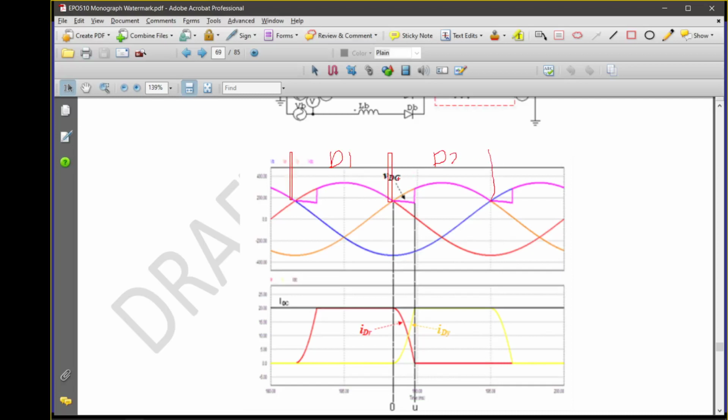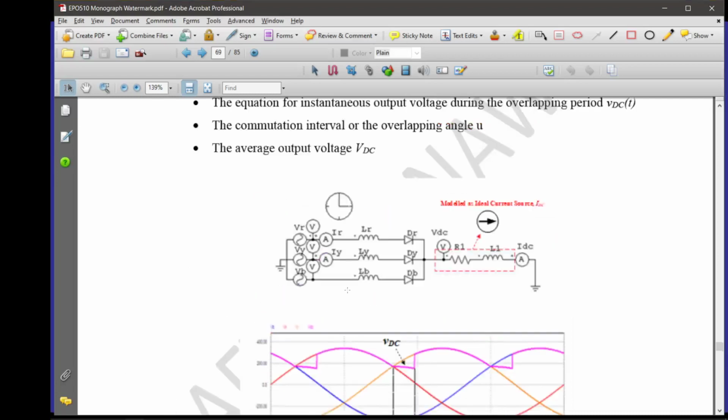So the transfer of current is from D1 to D2. If you look further, this is D red, and you want to transfer to D yellow. In order for you to explain, you need to refer to one particular point. So we start with this transfer of current from D1 to D2, okay, so from D red to D yellow.